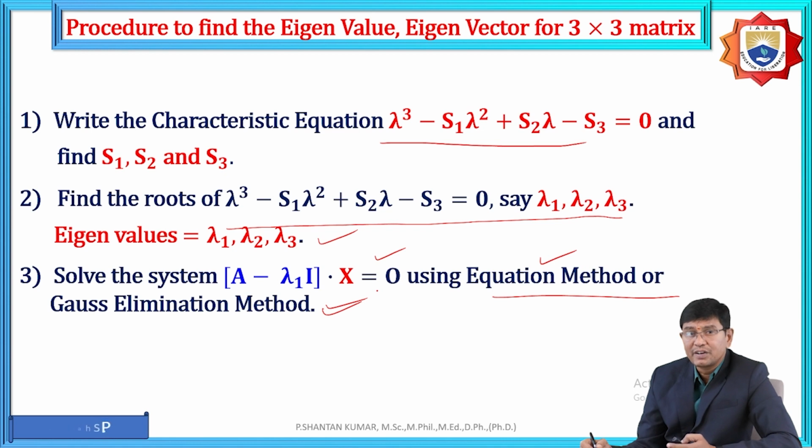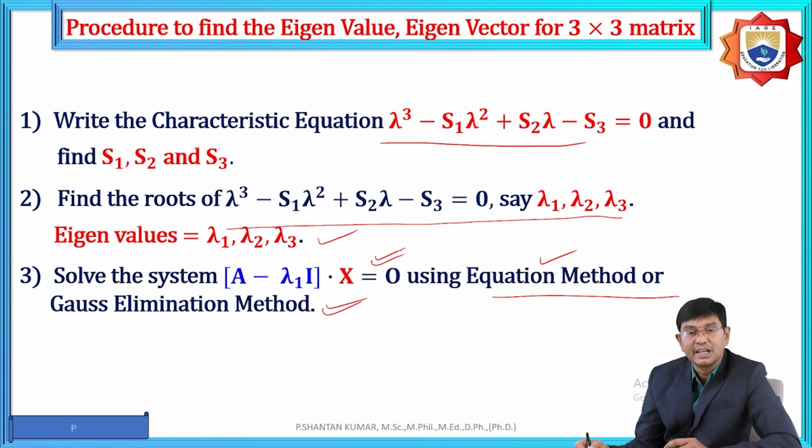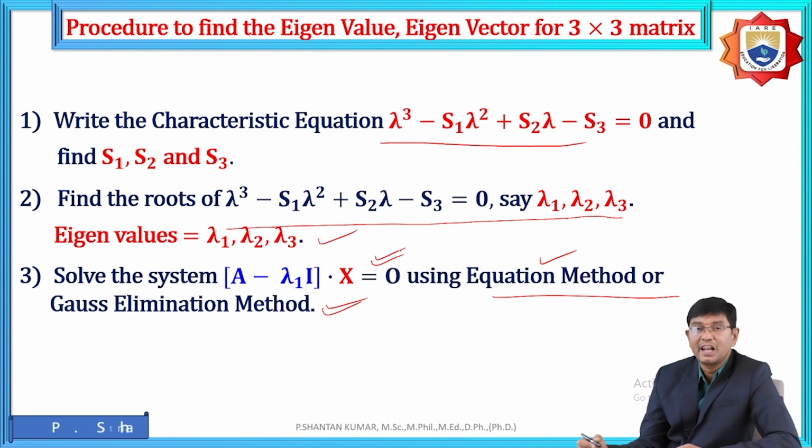And again, with the equation method, with the help of (A minus lambda 1 I) into x is equal to 0, we obtain the eigenvector x corresponding to lambda 1. That is the first eigenvector. And here x is a non-zero variable vector, that is x1, x2, x3, or sometimes x, y, z. And similarly, we need to find further for lambda 2 and also lambda 3.